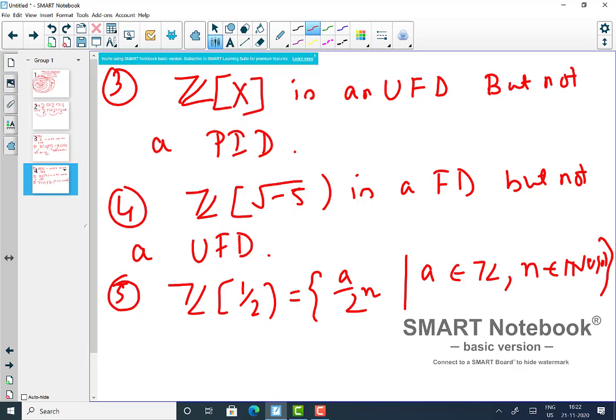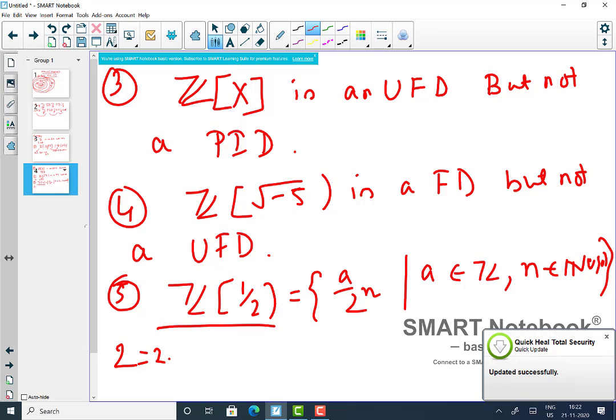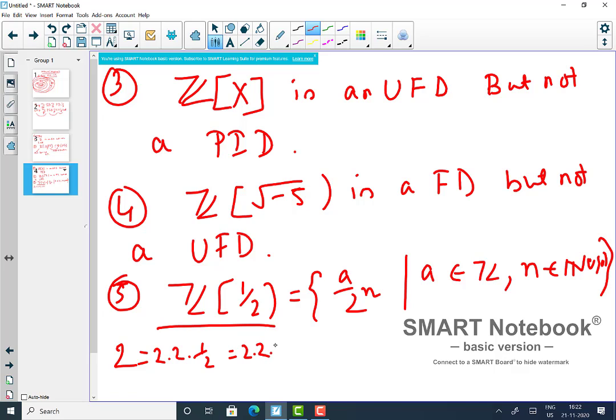Okay, so you understood that this contains z itself, but this is not even a UFD, because if you start with 2, you can write down 2 into 2 into half, and then you can write down 2 into 2 into 2 into half into half, and so on. So sometimes you cannot even stop this kind of factorization, right? So in some way you can define this kind of domain where the factorization is a problem.